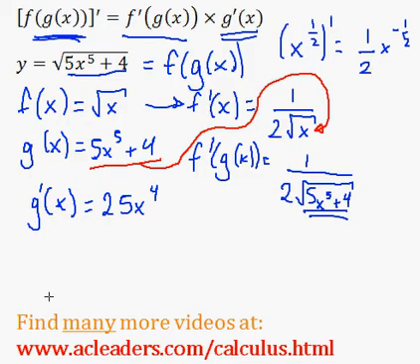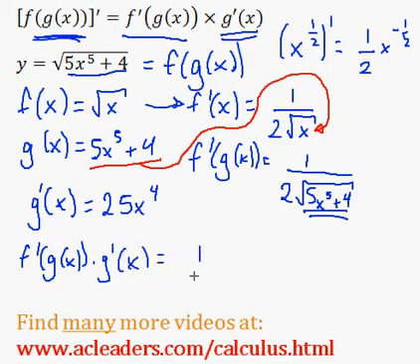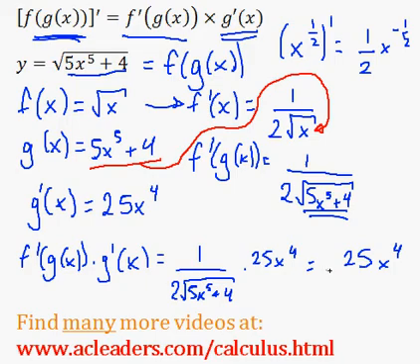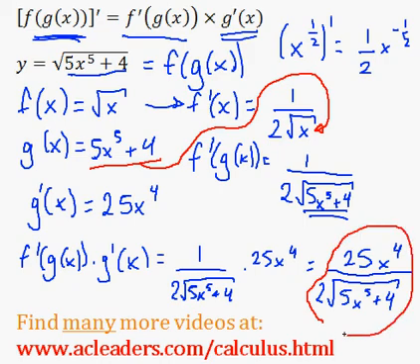Great. So now, f prime of g of x that we have already found times g prime of x will give us the final answer. And that will be 1 over 2 root 5x to the 5 plus 4 times 25x to the 4. Now we'll just simplify a little bit more. That will give us 25x to the 4 all over 2 root 5x to the 5 plus 4. And this is our final answer right here, the derivative of the root of 5x to the 5 plus 4.